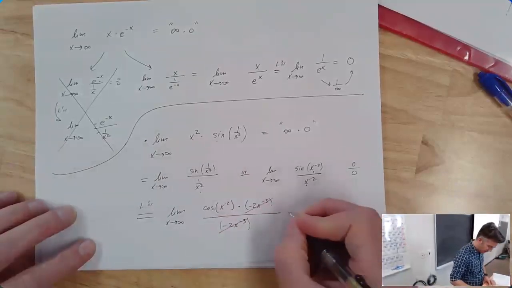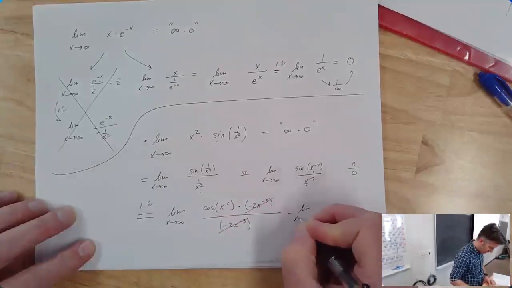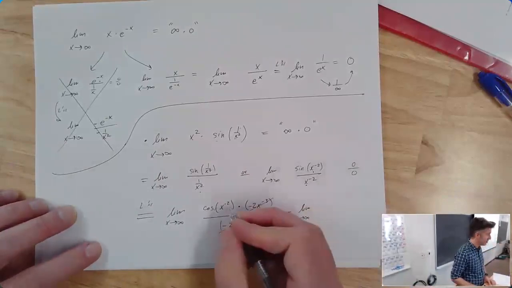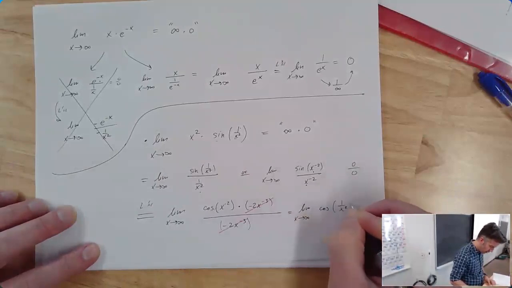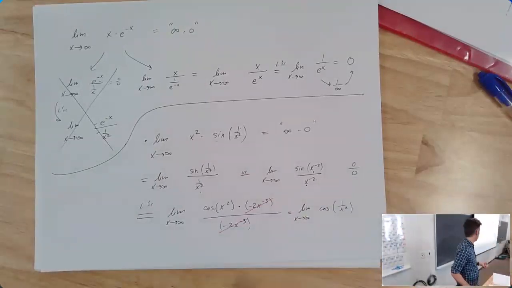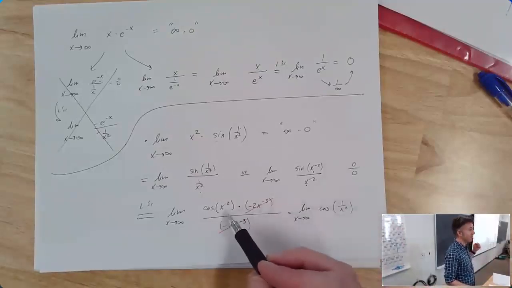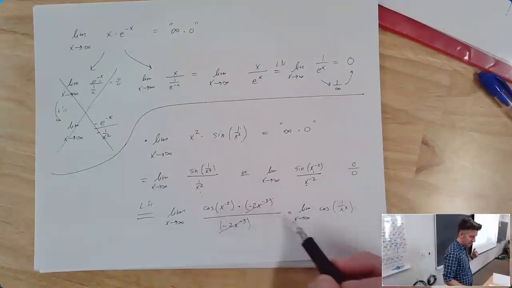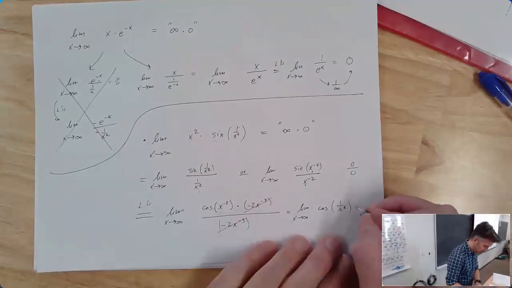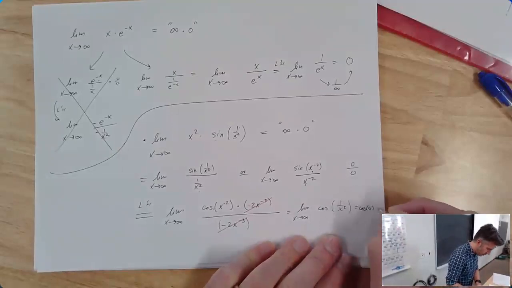So then I'm left with the limit as x goes to infinity of, I would certainly write this as cosine of 1 over x squared. Because for me, it's easier to see that if x is going to infinity, 1 over x squared is going to 0, whereas it's not as easy for me to see that x to the negative 2 is going to 0. Even though I know they're the same, it's easier for me to see that this is 0. So this is going to be cosine of 0, which is 1.